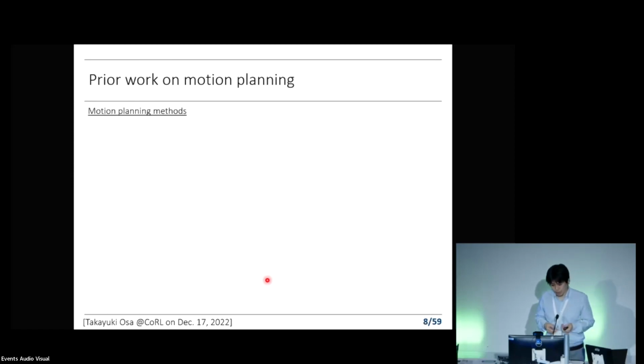First, I'd like to briefly review the categories of motion planning methods. In my personal opinion, there are 3 categories of motion planning methods.